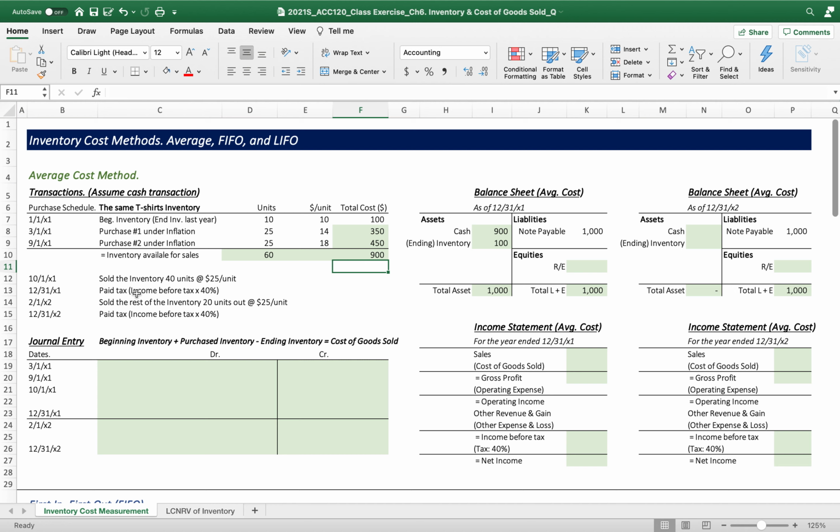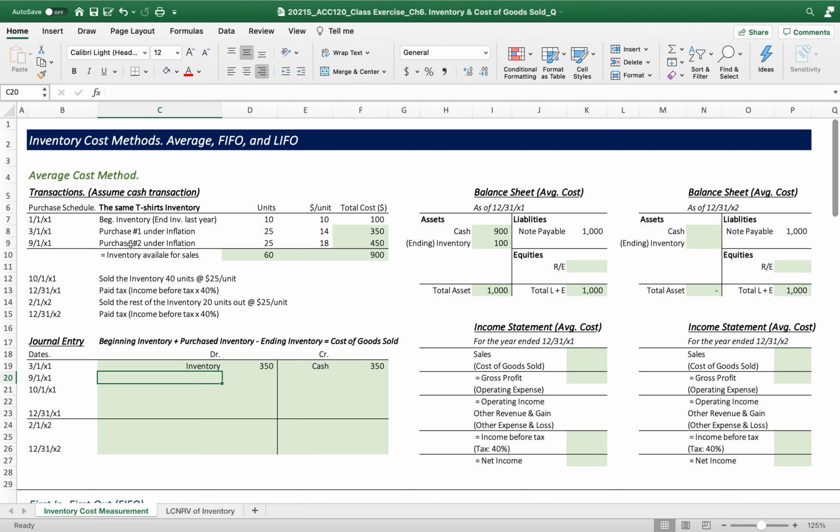Okay, then finally we sold 40 units at $25. Let's record first. On March 1st, we purchased inventory, ignoring the accrual basis. Then inventory goes up. How much on the debit side, right? $350. Then cash out $350.